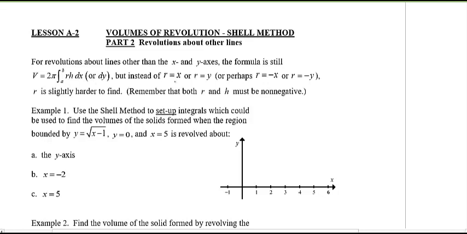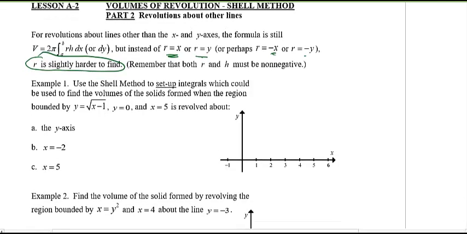But instead of r being always x or y, or perhaps negative x or negative y, the r is really a little bit harder to find. Remember when we do this that r is a radius, h is a height, so these must be non-negative values. And to do this, I'm going to show you how with example number 1, and how it varies with the different axes, and how it connects to what you learned in part 1.